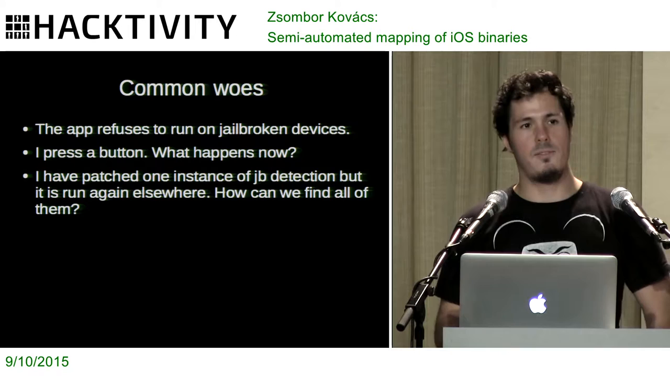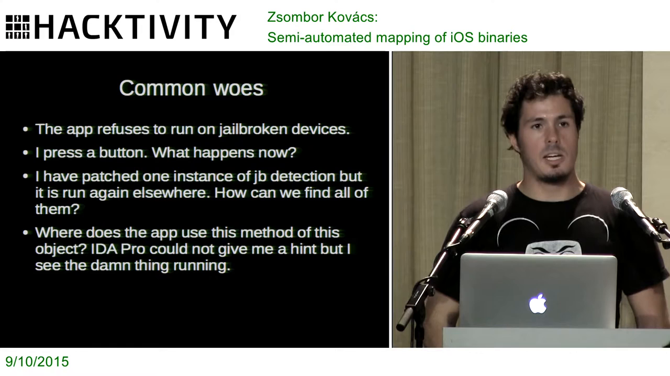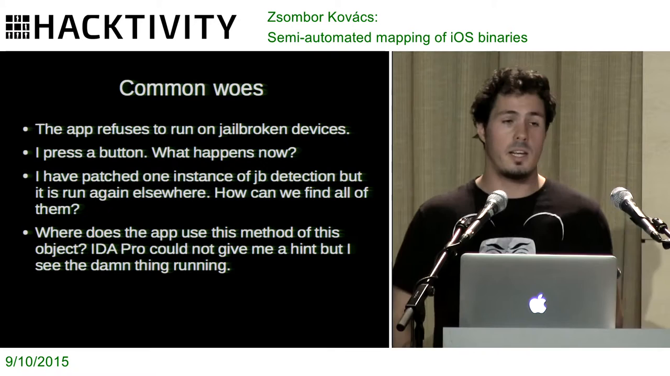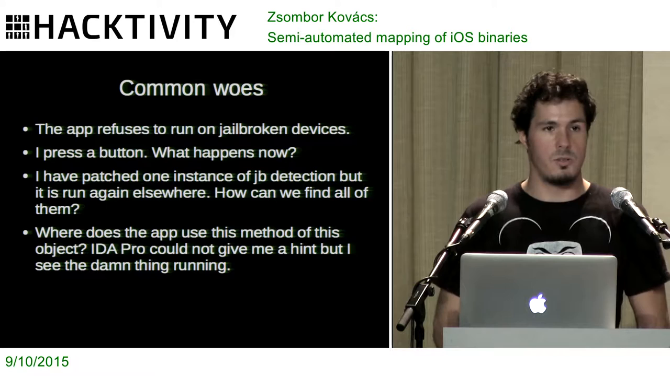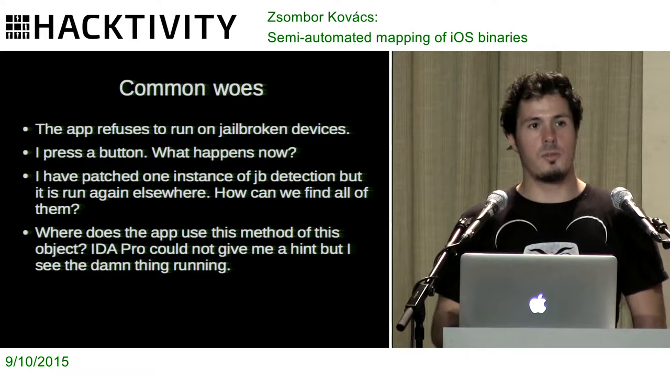So we want to have some kind of method to find each and every occasion where jailbreak detection is made. And last but not least, we have an interesting-looking method within the binary, and let's say, hey dude, I just checked out the class dump, I saw that this method does some kind of encryption. It takes two parameters, does some kind of write operation to the file system. I want to know where it's invoked. That's a pretty usual question when it comes to analysis. And these problems are really, really time consuming.